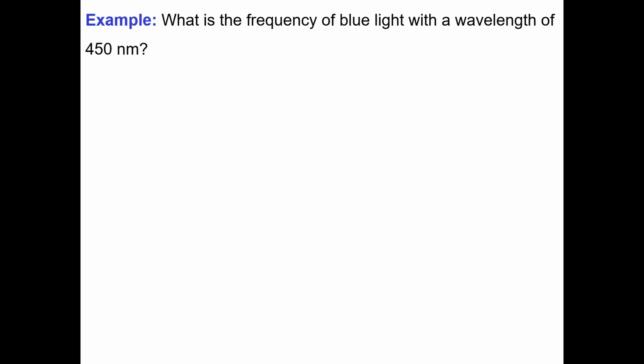A common problem is just to interconvert wavelength and frequency. This is a good example of that. It says, what is the frequency of blue light with a wavelength of 450 nanometers? So I always like to begin these problems by writing out the formula. And we're trying to solve for the frequency, so I'm going to reorganize so that we can solve for the frequency. And now I'm just going to put my numbers in.